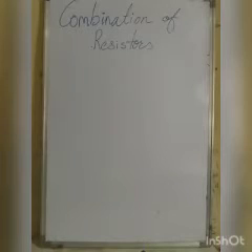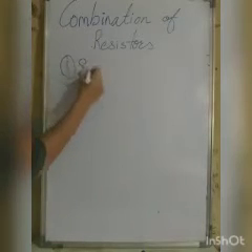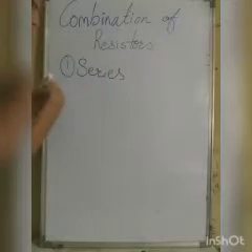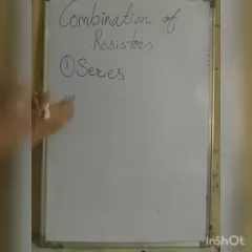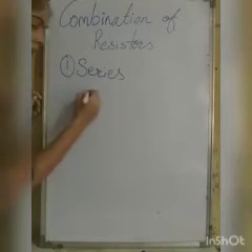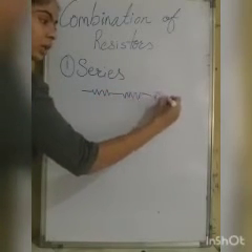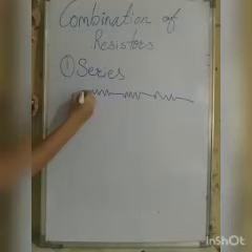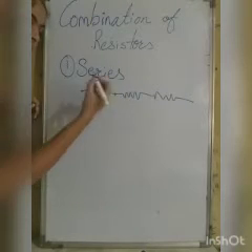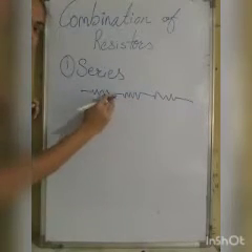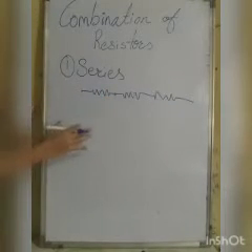In combination circuits, we have two types of combination. First is series combination. In series combination, the resistances are connected one after the other. If this is one point of my first resistance, then the second resistance is connected to the second point of that resistance. In this way, the resistances are connected.